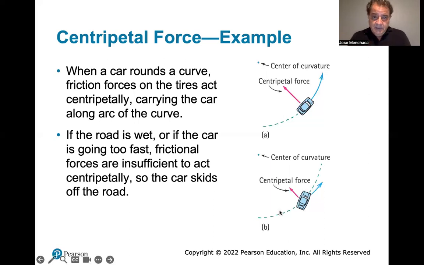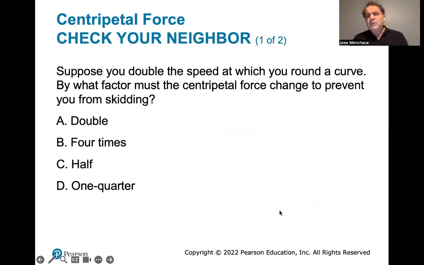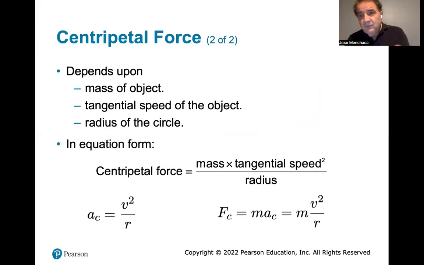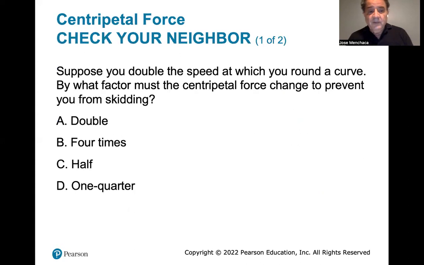Okay, let's suppose you double the speed at which you round a curve. By what factor must the centripetal force change to prevent you from skidding? Now, let's go back up and look. If you double your speed, v squared, if it's 2v, then v squared is 4v squared. So if you double the speed at which you round a curve, by what factor must the centripetal force change to prevent you from skidding?